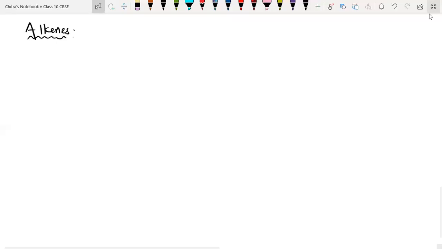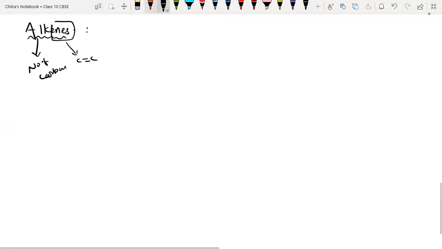Now we're going to discuss alkenes. See here again, alk means the number of carbons, and ene represents the carbon-carbon double bond. If a double bond is present, that means it is an unsaturated hydrocarbon.